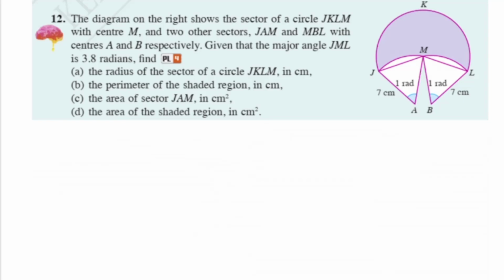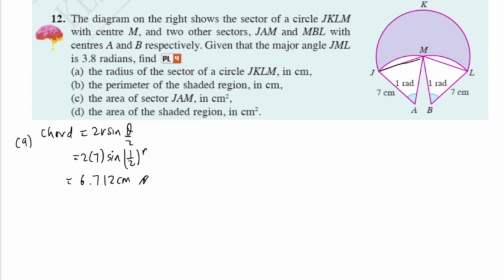We are supposed to first find the radius of sector of circle JKLM in cm. I think we can use the chord, like I said in the earlier question, where the length of chord is 2r sine theta over 2. This JM is my chord. My radius is 7, my theta is 1 radian, so it's 1 over 2. You can just put 0.5 radian. You will get 6.712. But if you don't want to do this, you can split in the middle and count one by one.